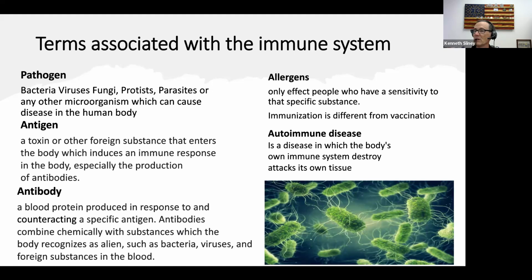An allergen. The difference between a pathogen and an allergen is allergens are specific to that person. Some people might be sensitive to something and other people not. That's the difference between an allergen and a pathogen. And the last term I want you to be familiar with is an autoimmune disease. This is more in pathology than it is in physiology, but an autoimmune disease is a disease in which the body's own immune system destroys or attacks its own tissues.